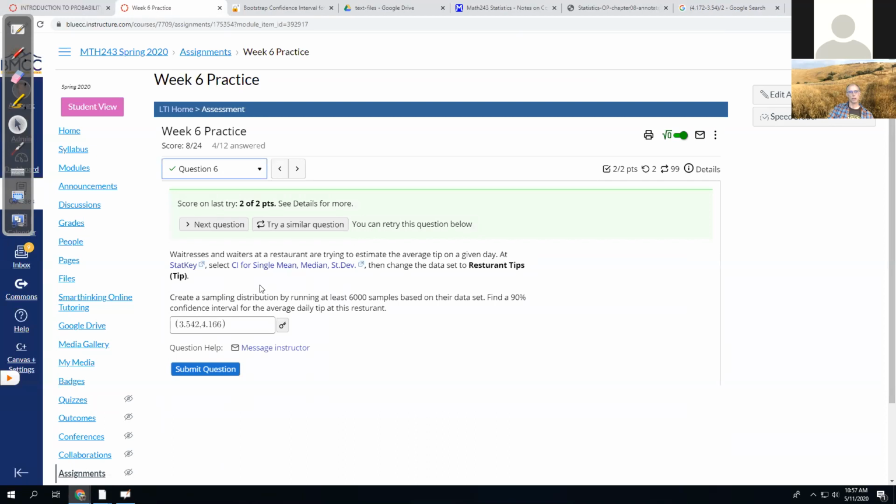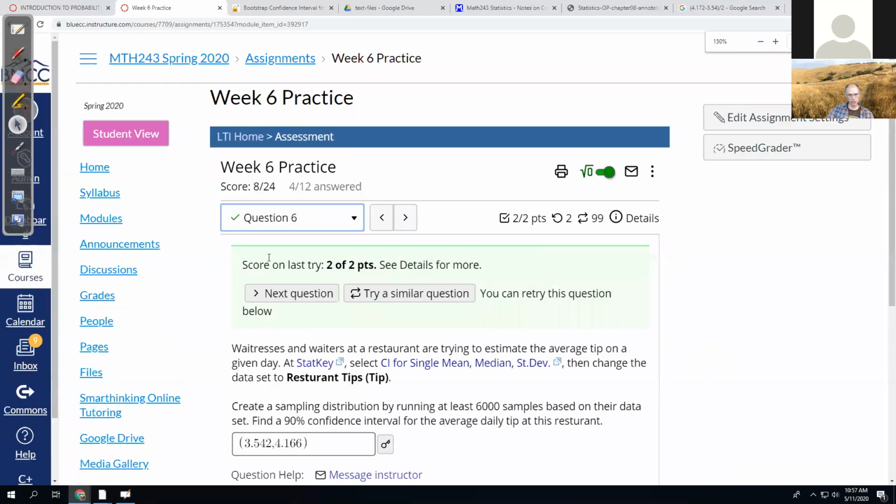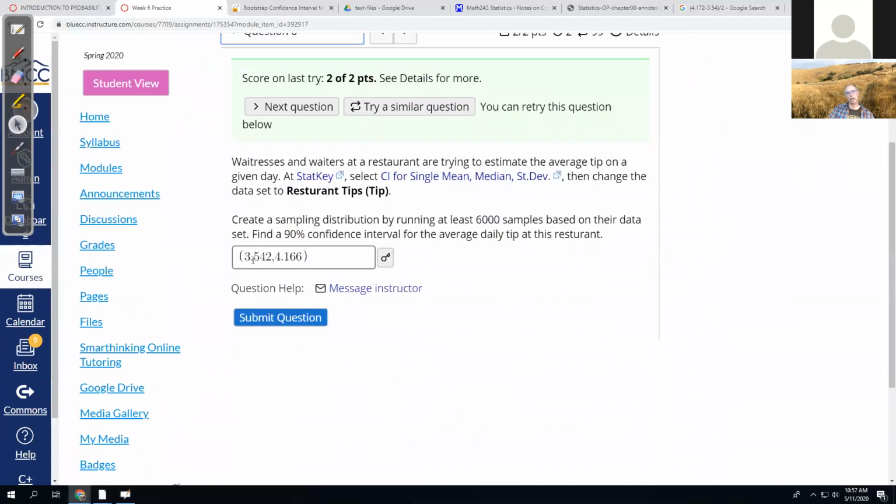Number 6 says, hey, go to StatKey and check out their data on restaurant tips. And I have a link here to get there. And then run a simulation to see what you get. Last time I ran it, I got slightly different numbers, but pretty similar. I got 3.542 up to 4.167. And if we round those, that's 3.54 to 4.17 is what the tip is. And I say do at least 6,000.